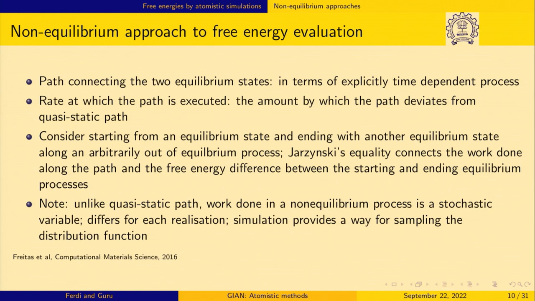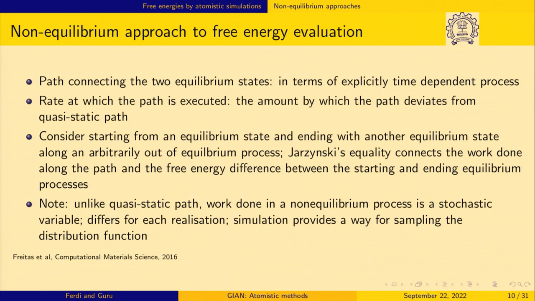But if I can do it in a controlled manner, I can still estimate somehow the dissipation or irreversible parts of this, and then I can remove them or use them in my calculation. That is basically the idea in the non-equilibrium approach to free energy evaluation. So we take an explicitly time-dependent process, and the rate at which this path is executed, right?